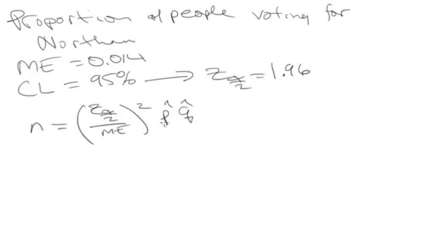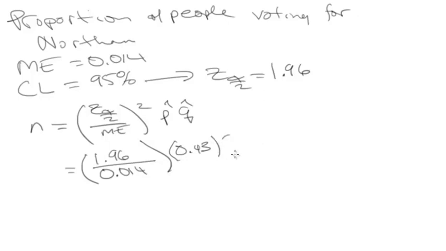We have the study that was done 2 days before the election. Maybe it's 1 day before the election now. So my critical value is 1.96. My margin of error, we've decided, was going to be 1.4%. And in the previous study, we had 43% planning on voting for Northam, and the complement of that is 0.57. And so when I shove all of that into my calculator, this is going to get me 4,803 people and 96 hundredths of a person.